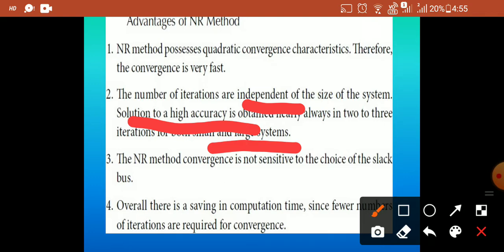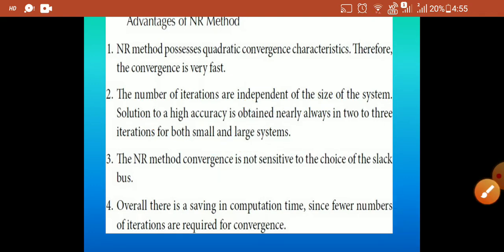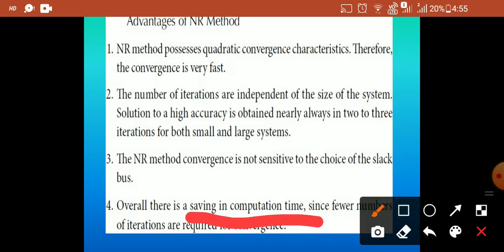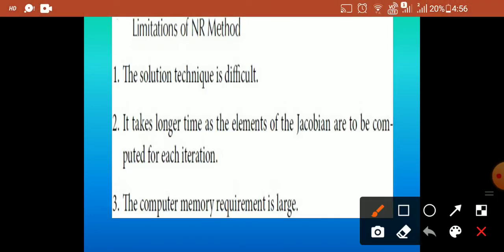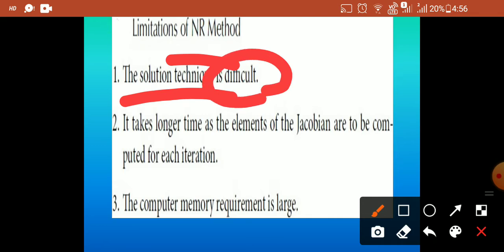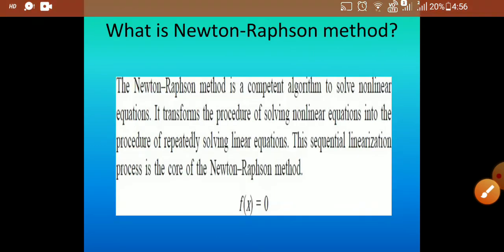Newton-Raphson method convergence is not sensitive to the choice of the slack bus. Next, overall there is a saving in computation time, since fewer iterations are required. The next one is the limitations of the Newton-Raphson method. The solution technique is very difficult and takes longer time. Here the computer memory requirement is very large.